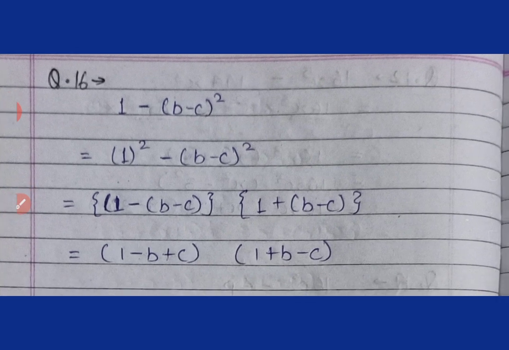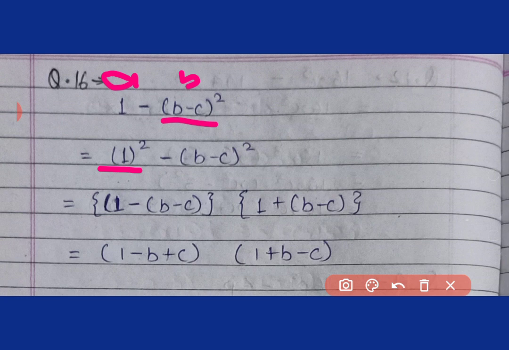Next question. It has given 1 minus (b minus c) whole square. So here we will take a as 1 and b as (b minus c) whole square. Sometimes you can assume a fictitious value like x, y, z, anything, but in the end you have to expand it. So I am not making a short trick, we are going to explain it. So we can write here a square, that is 1 square, minus (b minus c) whole square.